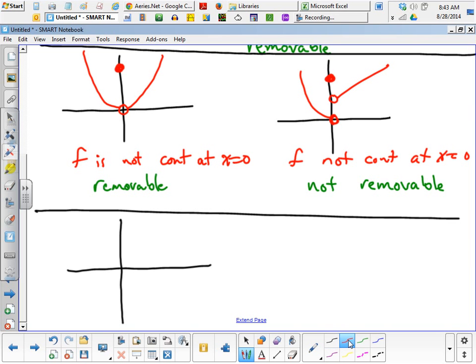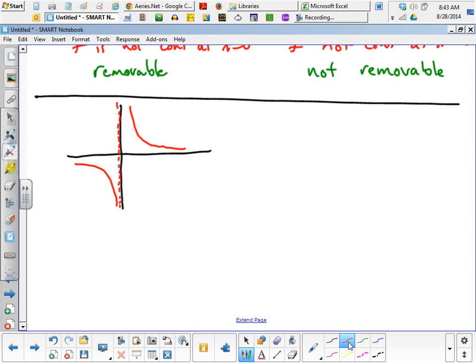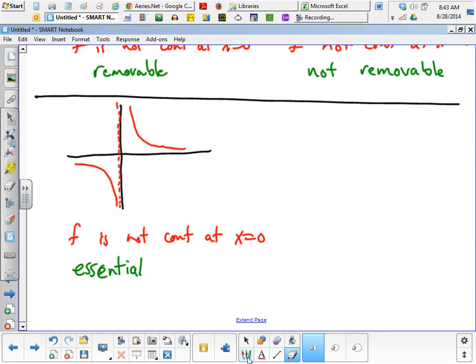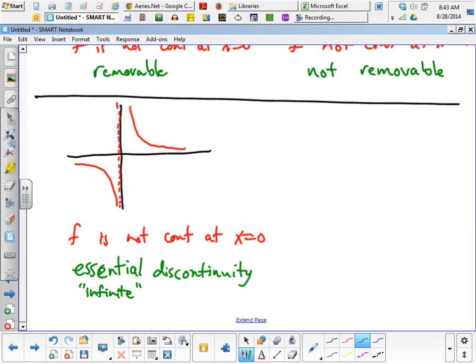What's another case of one that's not removable? What if you had this? This is a very common thing. If you've got a vertical asymptote, obviously f is not continuous at x equals 0. This is not removable. This is not easy to fix. You've got to remove the asymptote and redefine the whole function to get the two pieces to agree. This is what we call an essential discontinuity. It is broken in its very essence. So this is an essential discontinuity, or sometimes called an infinite discontinuity. And it is not removable.